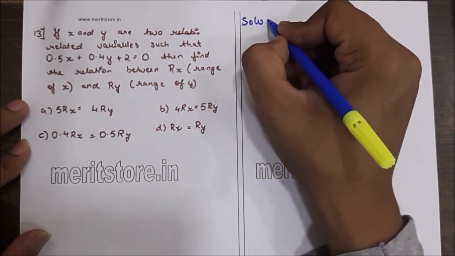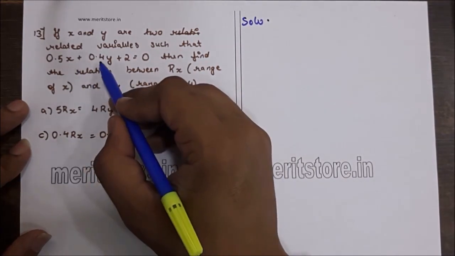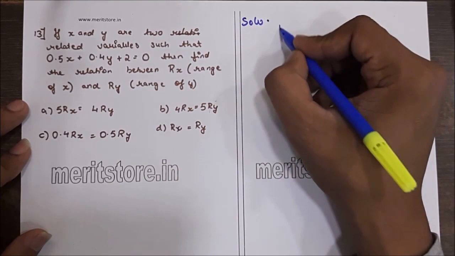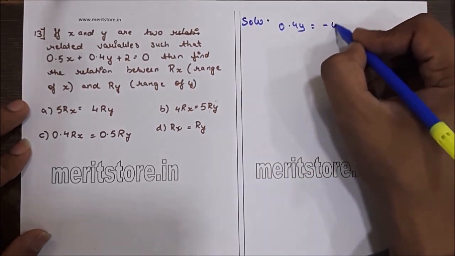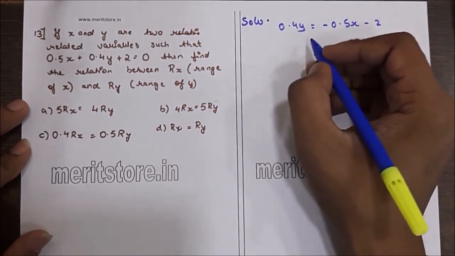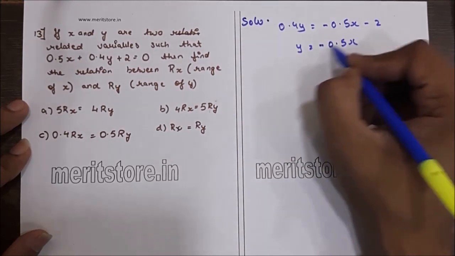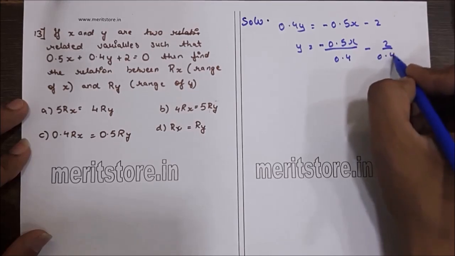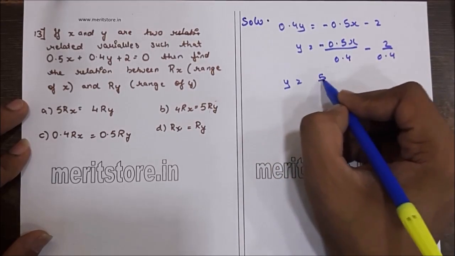Therefore, the solution is, as we have given 0.5x plus 0.4y plus 2 is equal to 0. Now we keep 0.4y on the left hand side and take 0.5x on the right hand side minus 2. Therefore, y is equal to minus 0.5x upon 0.4 minus 2 upon 0.4. For y is equal to 5 by 4.